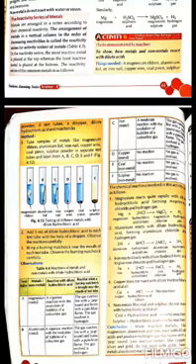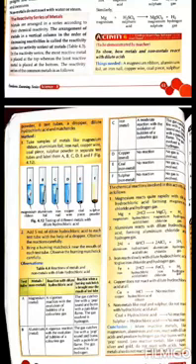Aluminium reacts with dilute hydrochloric acid, forming aluminium chloride and hydrogen gas. The chemical equation for the reaction is 2Al + 6HCl giving 2AlCl3, that is aluminium chloride, plus 3 molecules of hydrogen.